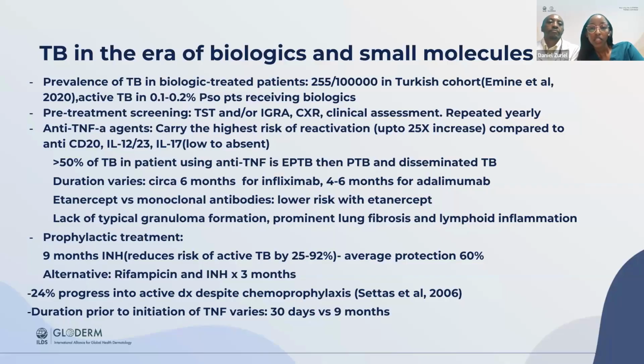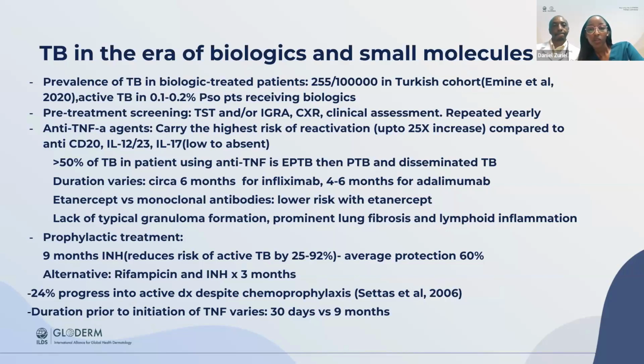In a Turkish cohort, Emin et al. found the incidence of tuberculosis to be 255 per 100,000 persons among patients who are receiving biologics for rheumatological diseases. And it is known that 0.1 to 0.2% of psoriasis patients who are receiving biologics also develop active TB at some point during their treatment. And so it is important to pre-screen them.